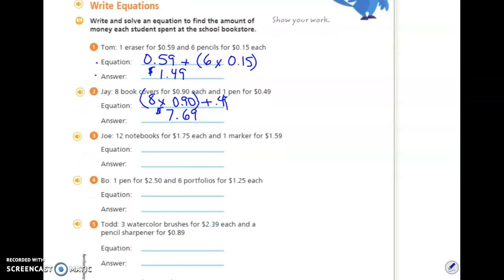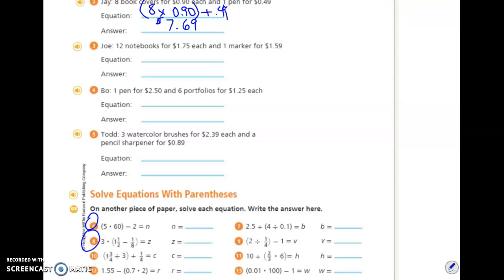Let's have you try Bo. Bo bought 1 pen for $2.50 and 6 portfolios. Those are like folders for $1.25 each. Pause the video. Write your equation, and then write your answer. All right, you're going to add 250 and 6 times $1.25. It's okay if you have those flip-flopped and have the 6 times the 125 on this side and the 250 there. In any case, you should wind up with $10 spent.